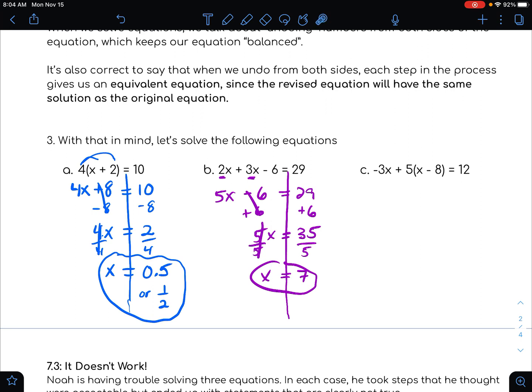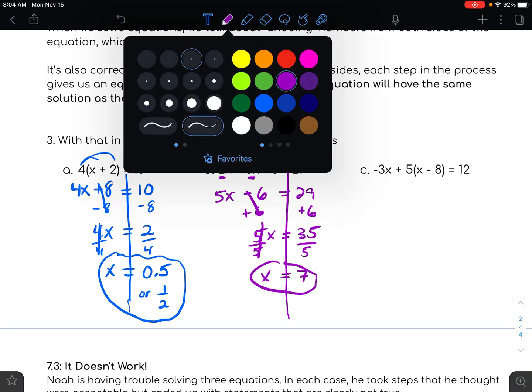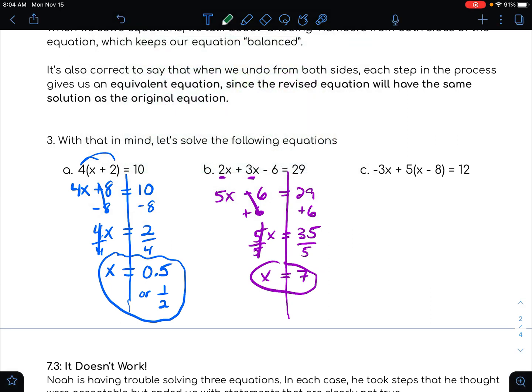And once again, throughout this problem, we've created equivalent equations. So here's the original. Here's a little bit more simplified equivalent equation. Add 6 to both sides. 5x equals 35 is equivalent. And we eventually end up with x equals 7. One more. All right, draw a line down here. So this has both of those ideas.